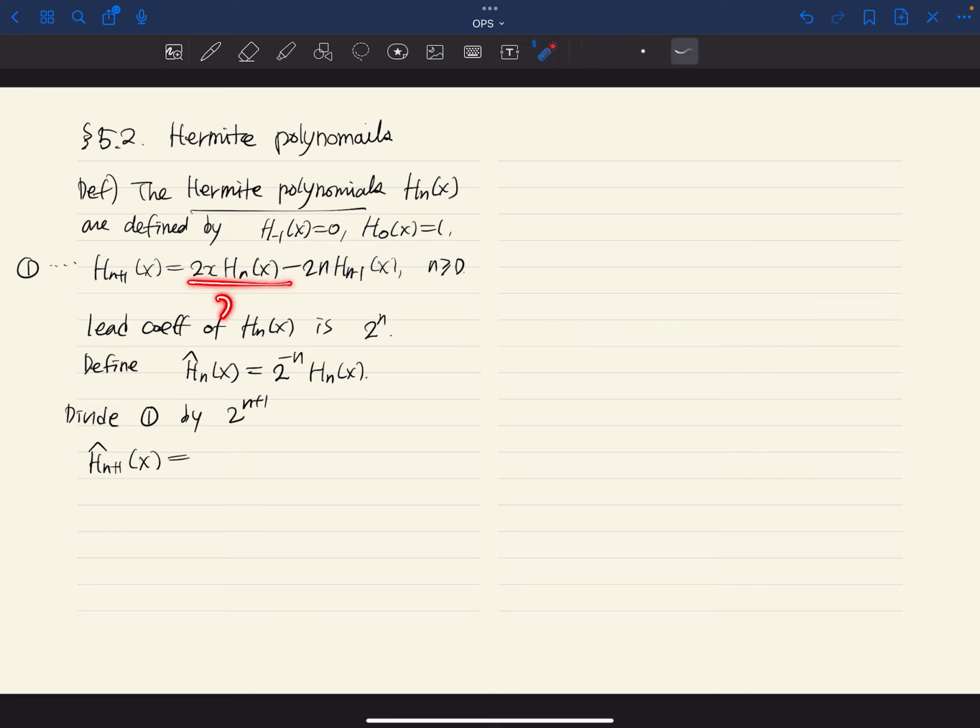And here it's going to be n plus 1, but 1, 2 will be cancelled, so this is h_n hat. And here n over, you divide this by 2 to the n plus 1, so you have one of these, it should be n minus 1, so you have 1 over 2 left. We have something like that, okay?